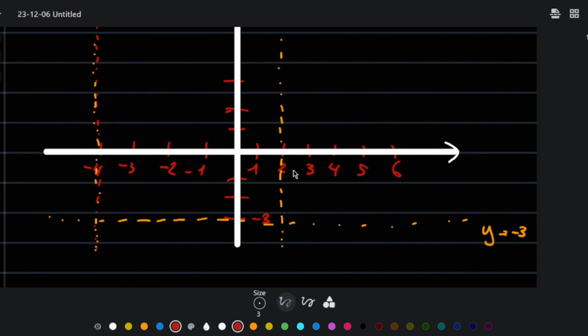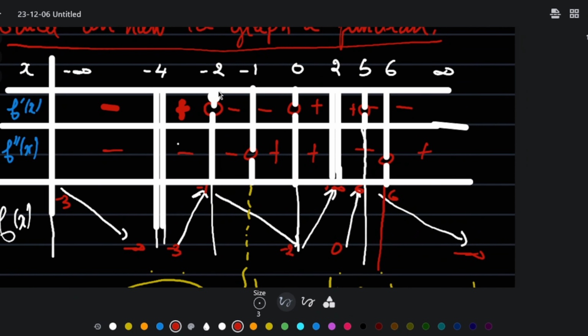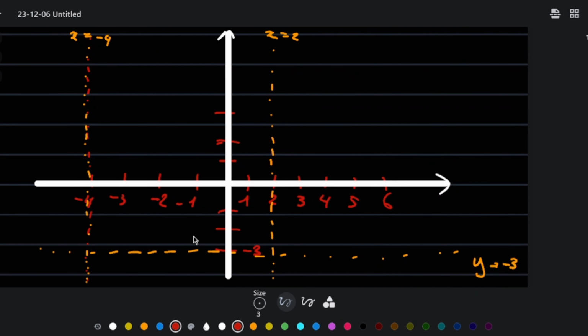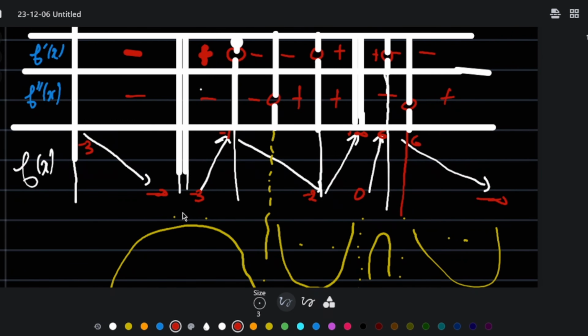Okay, for -2, what is the image of -2? It is -1. So for -2, the function is equal to -1. Let's draw that. So this is -1, -2. This point is a maximum. Yeah, this point here is a maximum.